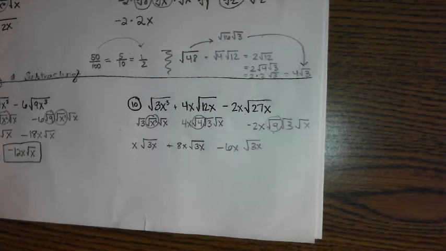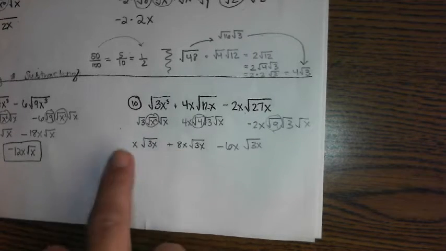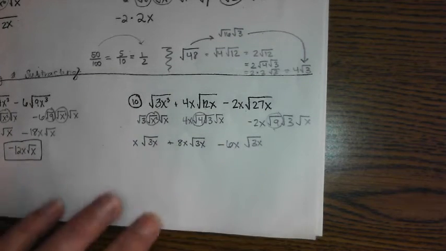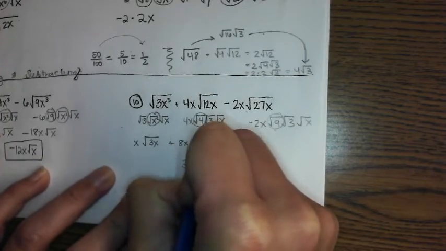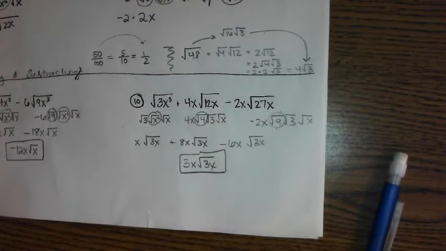So how many root 3x's do we have at the end of this? 3x, right? 3x root 3x. So we've got 1x plus 8x puts us at 9x, minus 6x puts us at 3x, root 3x. Again, it's just a process. You have to take it slowly. You can't try to rush through these. It's not going to go well.